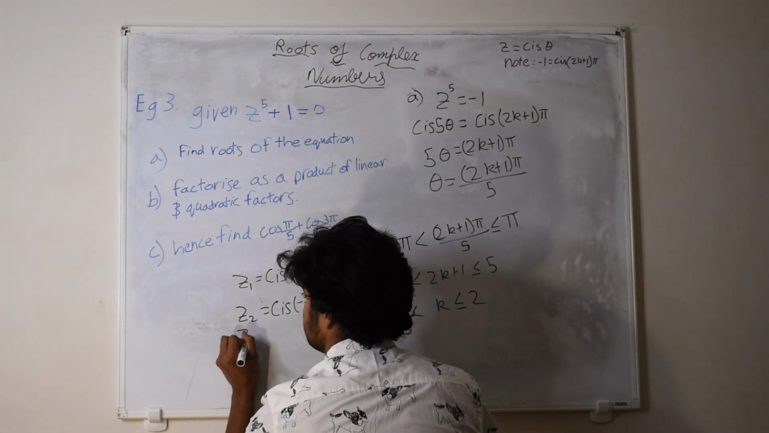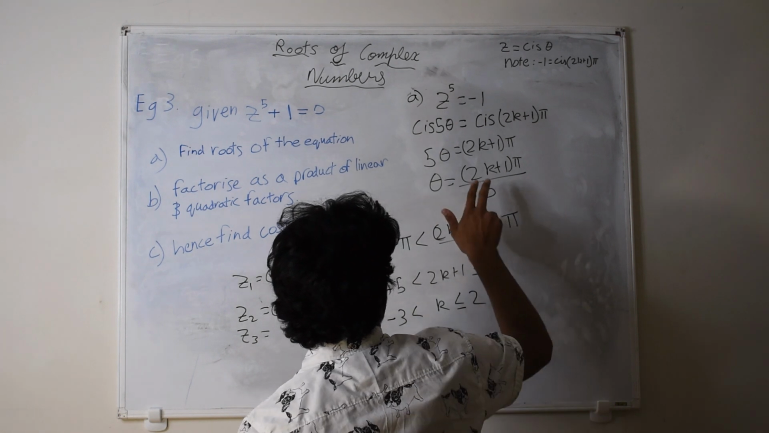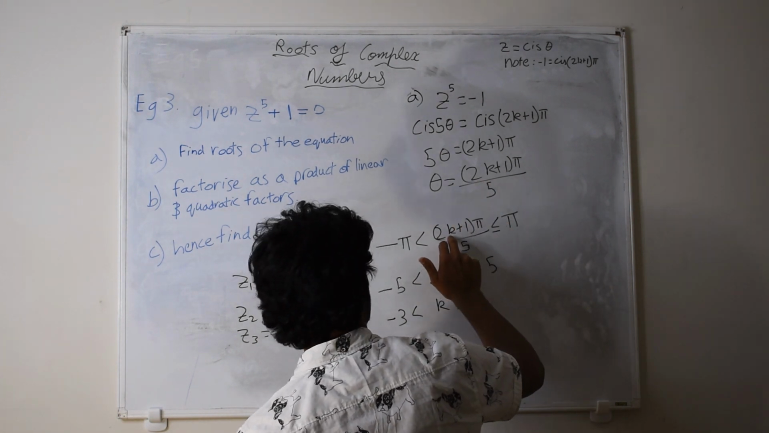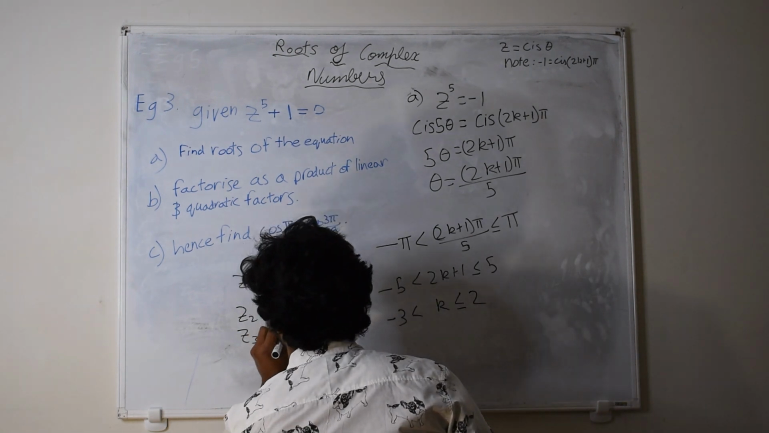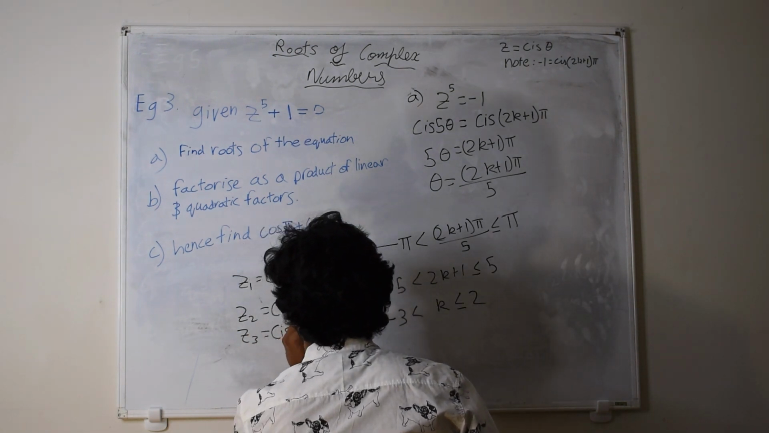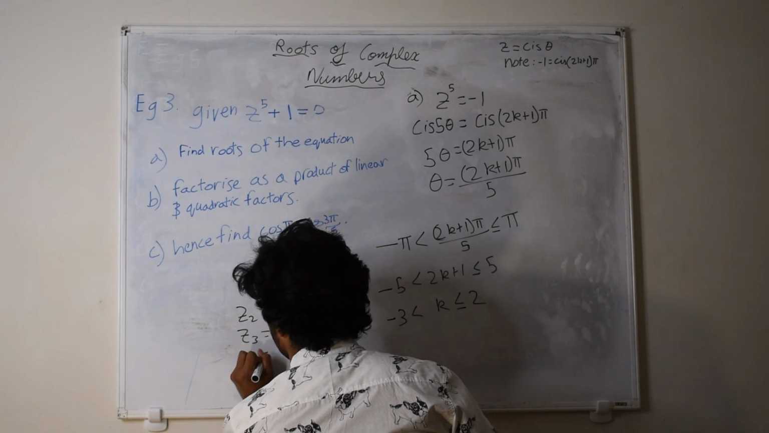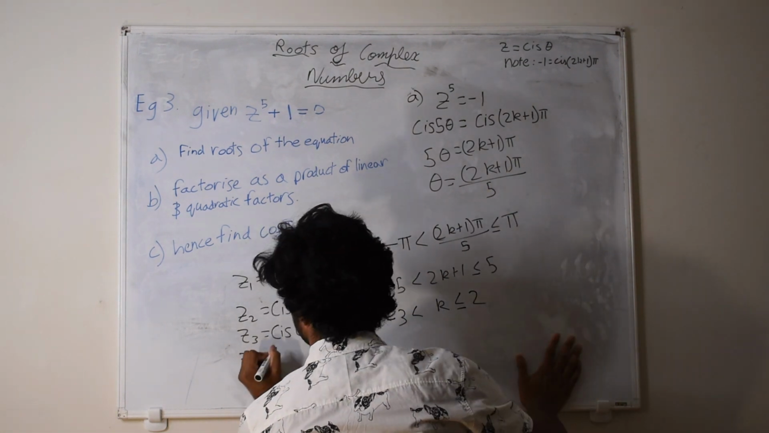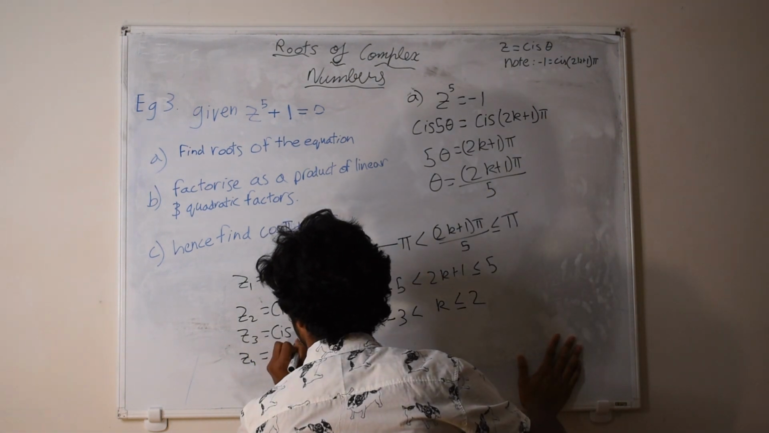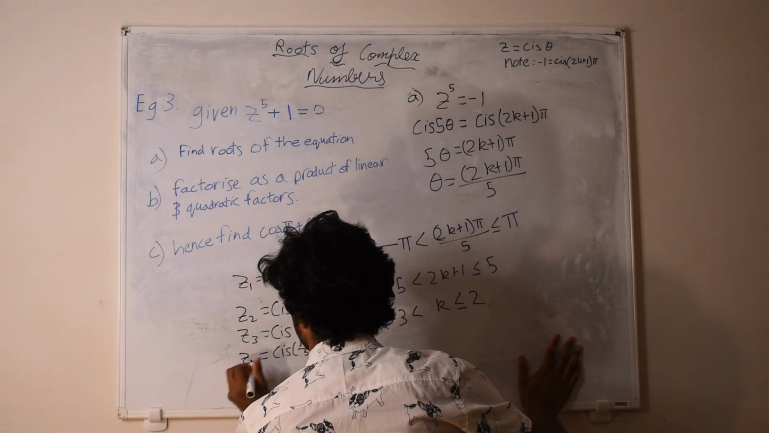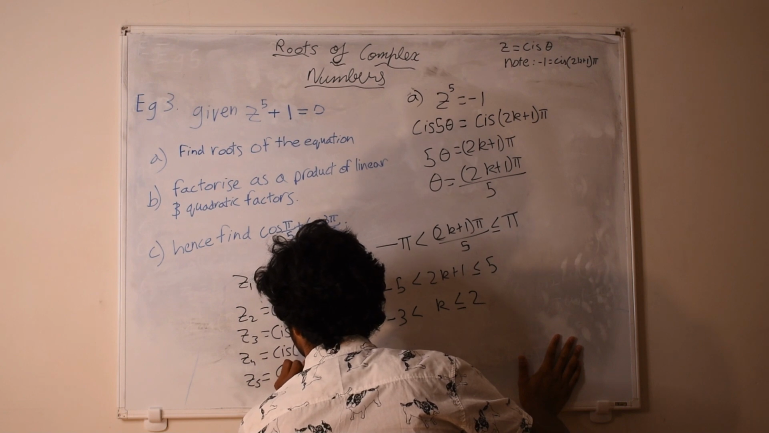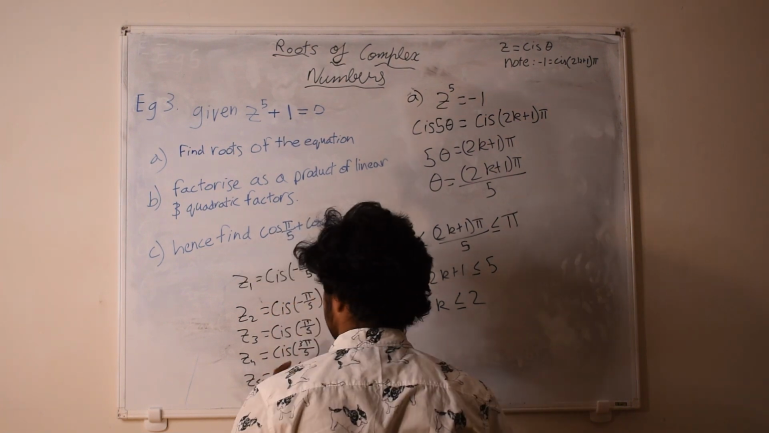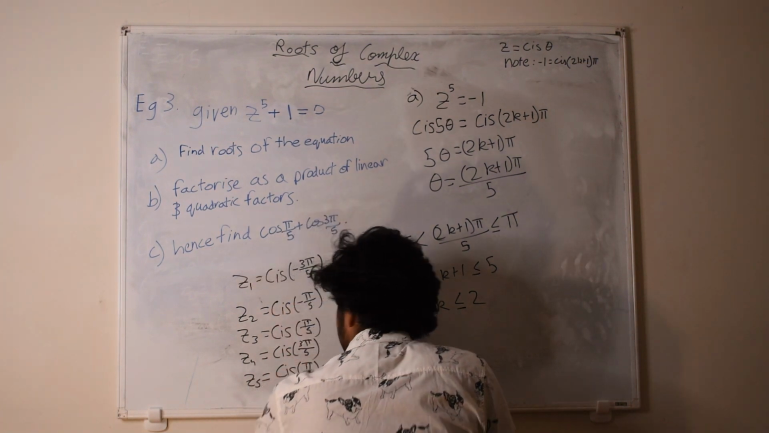Third solution, z3, we can add, in this case 0, because k equals 0, this time we become cis pi on 5. Z4, add 1, we get 3 pi on 5. Cis 3 pi on 5, and then the last one, we get cis 5 pi on 5, the 5 cancels out, pi, which is just negative 1.